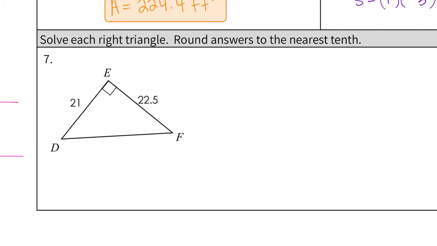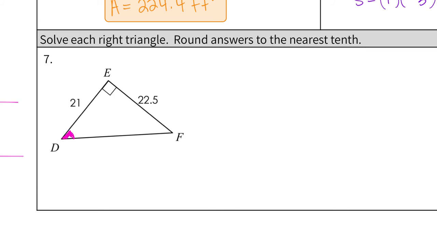So here, let's take a look at what we're missing. We are missing angle D, angle F, and then this side here at the bottom. So let's just do one at a time. So let's start off by looking at angle D.